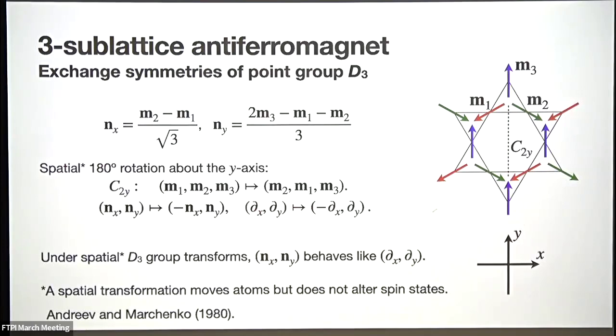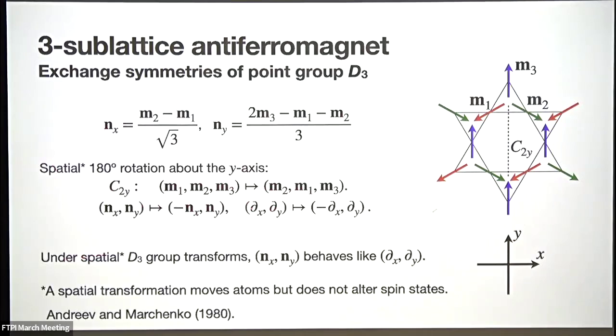So if you ask what sort of symmetry transformations we have, we're going to look at the transformations that change the positions of the spins without rotating them. When I rotate about this vertical axis, the green spin will simply transfer here without changing its orientation, and the red spin will go there. Under this particular transformation, M1 and M2 will be exchanged, M3 will remain itself. I can figure out from this that nx and ny will transform in this way. nx will change sign, but ny will not.